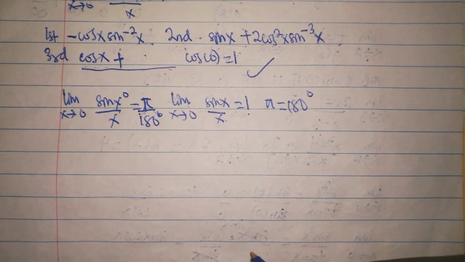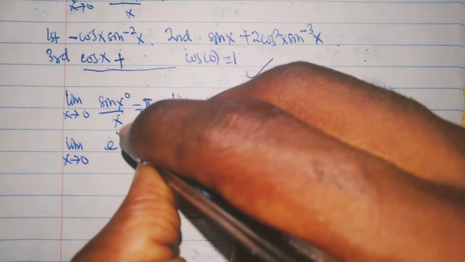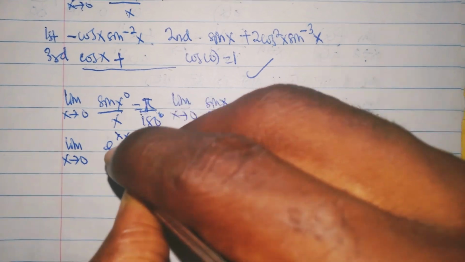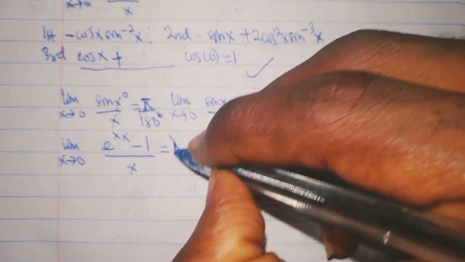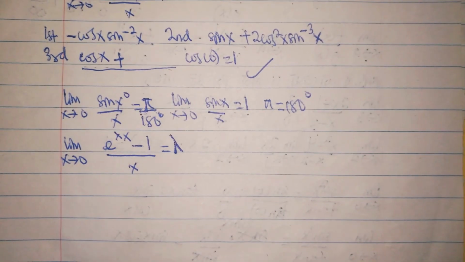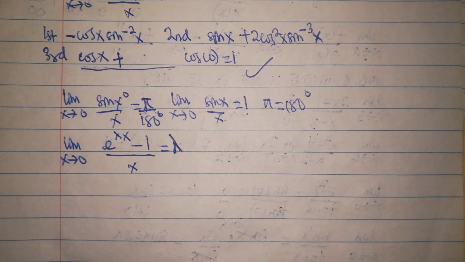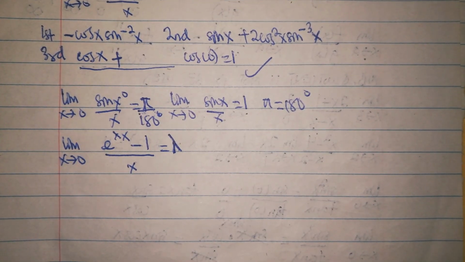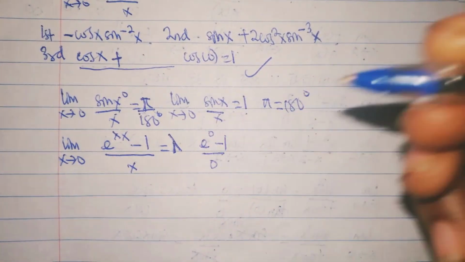Now I'm seeing that the limit as x approaches 0 of e to the power lambda x minus 1 all over x is equal to, sorry, is equal to lambda. It's equal to lambda. Now you can see, if I put 0 there, I'll come and get 0 over 0, which I don't need. So you can see, as soon as I put 0 in here, I'll come and get e to the power 0 minus 1 over 0, which I don't want.